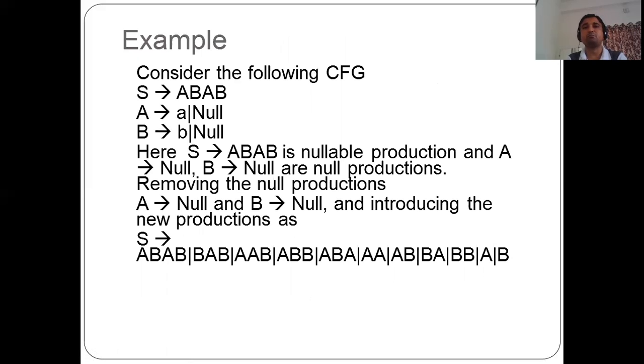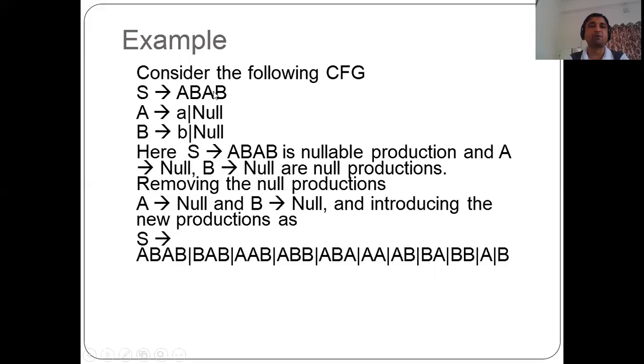What do we mean by a nullable production? A nullable production means that if any non-terminal node leads toward the null string, then that is called a null production, and we have to remove this kind of null production in this particular step. This is the third step of this Chomsky normal form.